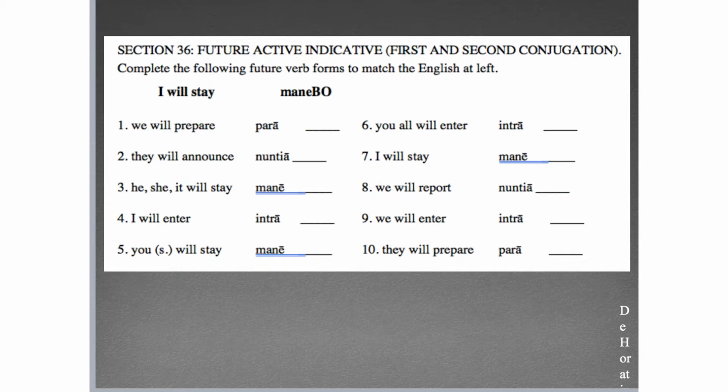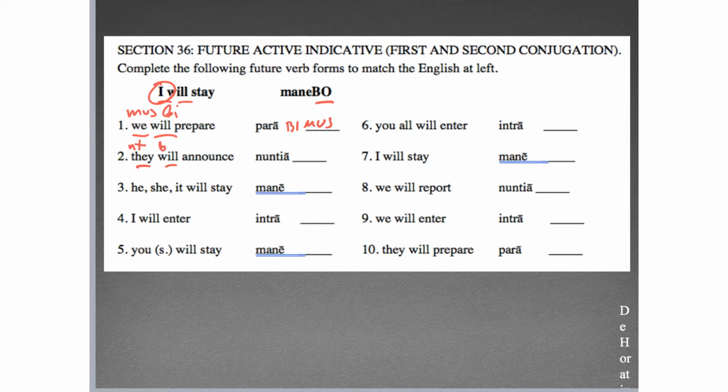All right, so here's a little exercise. Now we're going kind of English to Latin. This will be similar to the kind of thing that you'll have to do for your writing summative. So again, if you look up at the example, "I will stay," so you know your subject's I. Obviously, we're dealing with the future, so you need that bo. So if it's "we will prepare," we is going to give us mus. Will, of course, is going to give us the bi. And para, the stem is already there. So parabimus. The bi is the future. The mus is the subject, the we. Same thing with number 2. "They will announce." So they is going to be unt.